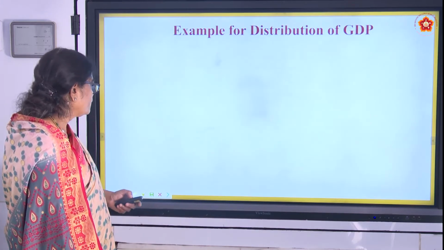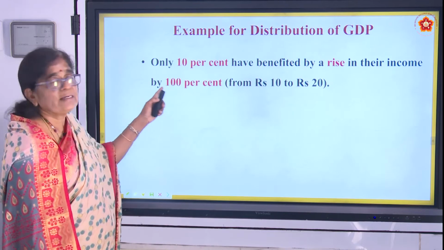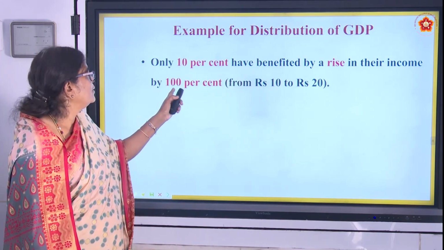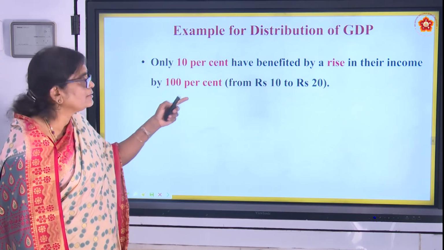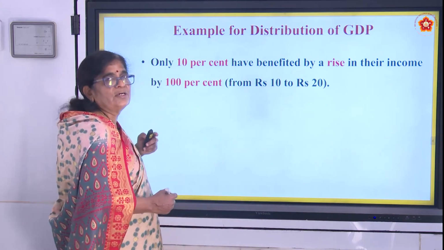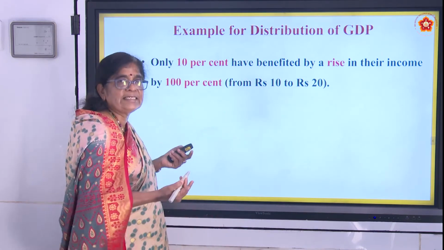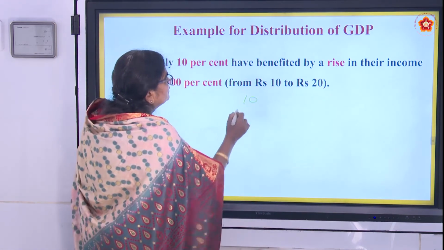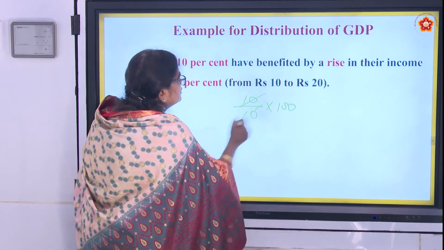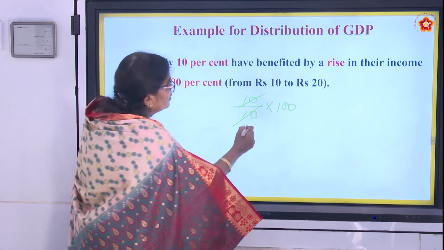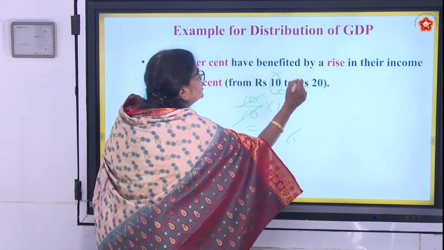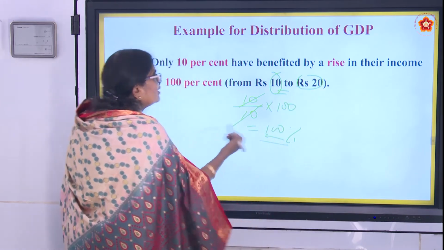And only 10% have benefited because of the rise in their income by 100%. Why is it 100%? Because 10 to 20 increased. 10 to 20 increase means how much change? 10 change, initial income 10 into 100%. Therefore, 100% change. Double the income, 10 to 20. Therefore, income increased by 100%.